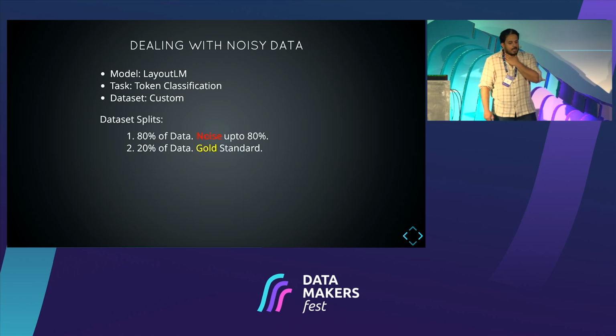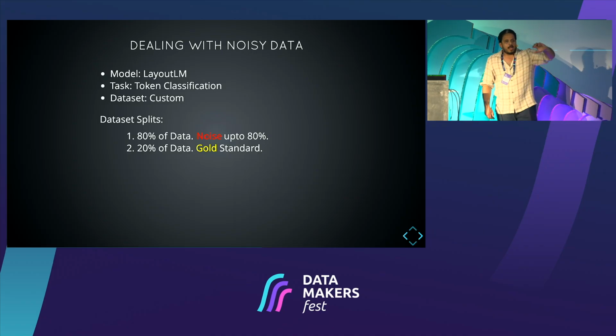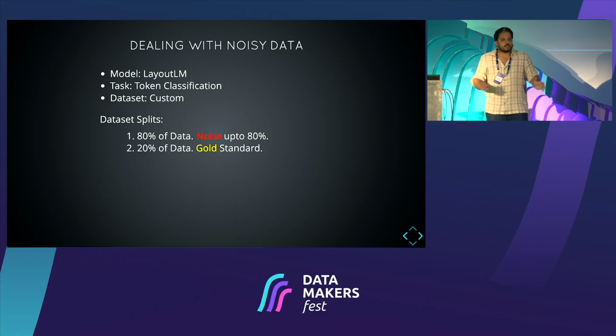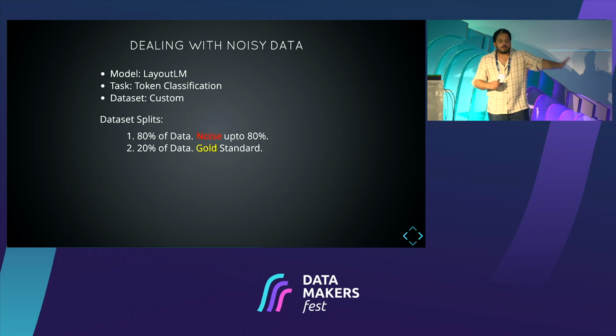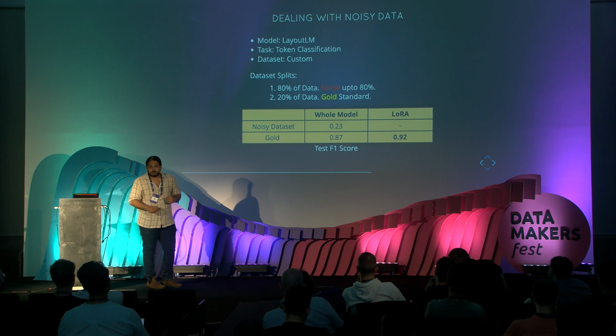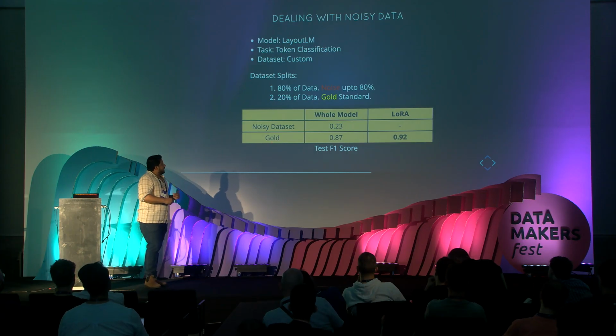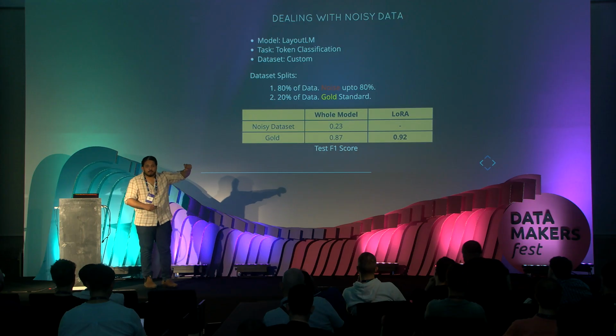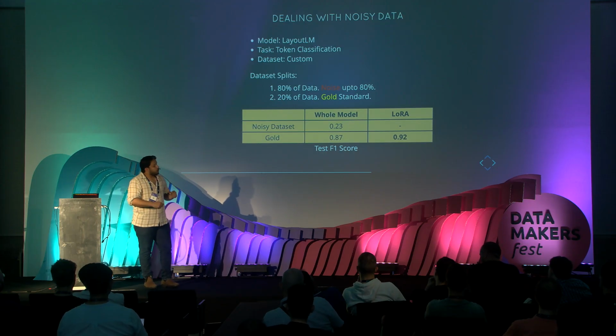So what I did was, I had my training set. I took 80% of my data, and I randomly shuffled 80% of the labels. The other 20% of the data was probably a bit noisy anyway, because in practice it's very hard to get very clean labels, so I sent it back to labelers and asked them to revisit the labels, so it had very clean labels at the end. I fine-tuned the whole model on my noisy data set. The test F1 score is 23%. Then I take my gold standard data and fine-tune my whole model, so two steps of training. I get an F1 score of 87%.